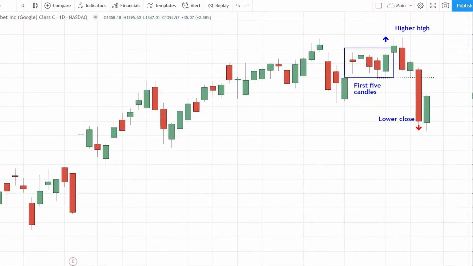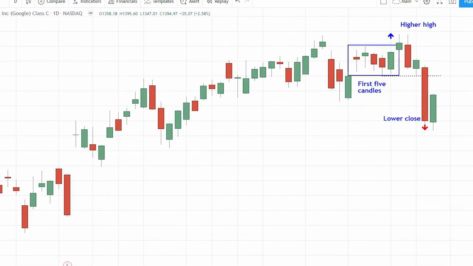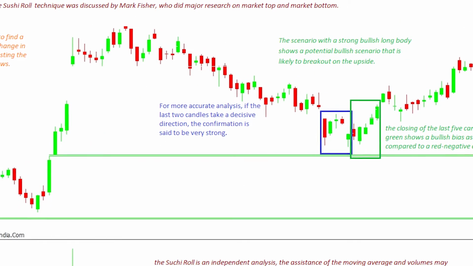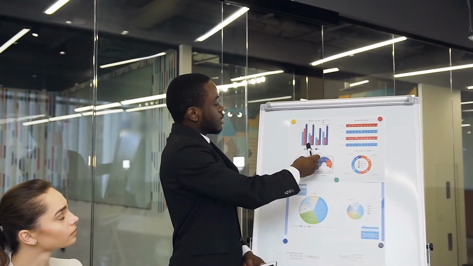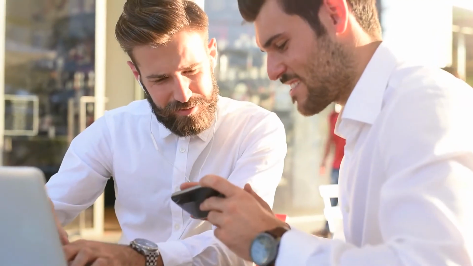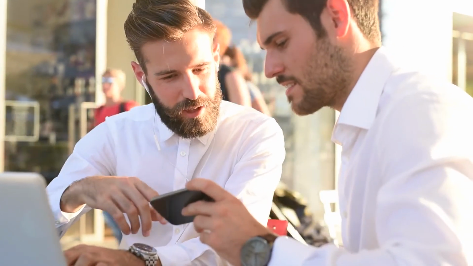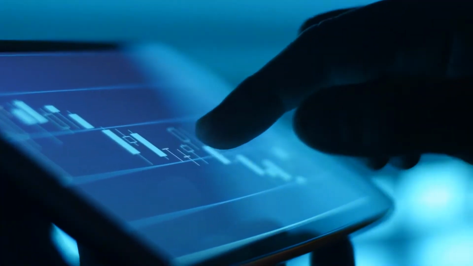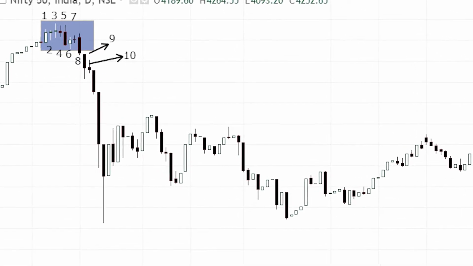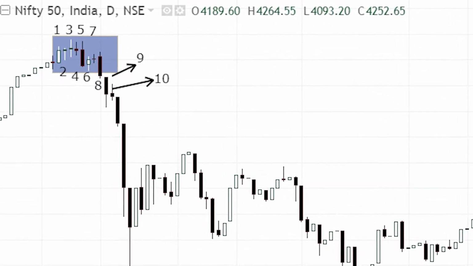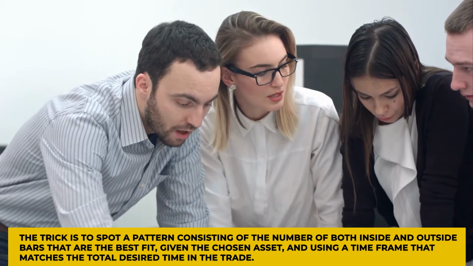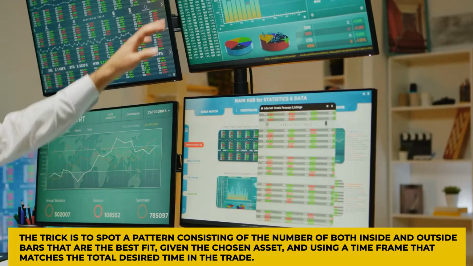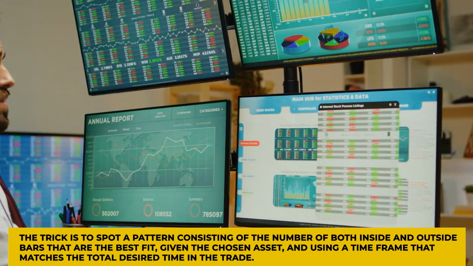When the Sushi roll pattern appears in a downtrend, it warns of a potential trend reversal, showing an opportunity to buy or sell a short position. If the Sushi roll pattern occurs during an uptrend, the trader could sell a long position or potentially enter a short position. While the number 5 or 10 bar patterns is given, neither the number nor the duration of bars is set in stone. The trick is to spot a pattern consisting of the number of both inside and outside bars that are the best fit, given the chosen asset, and using a time frame that matches the total desired time in the trade.